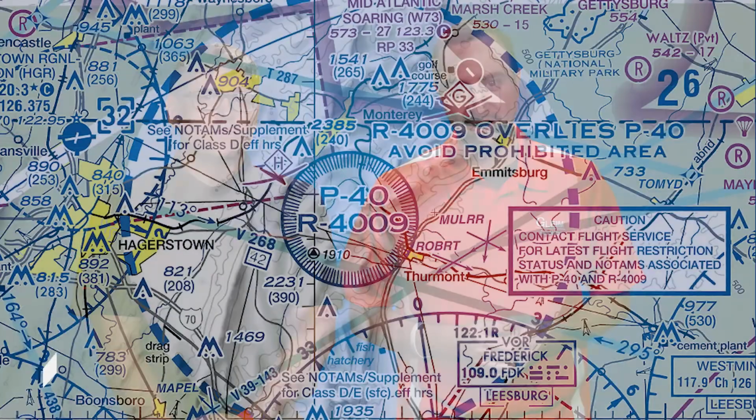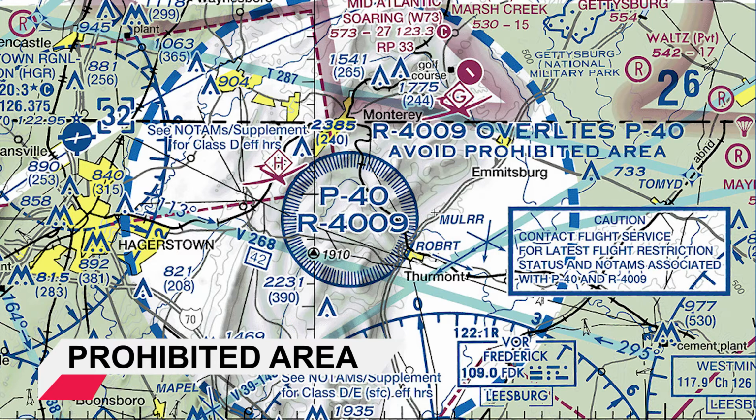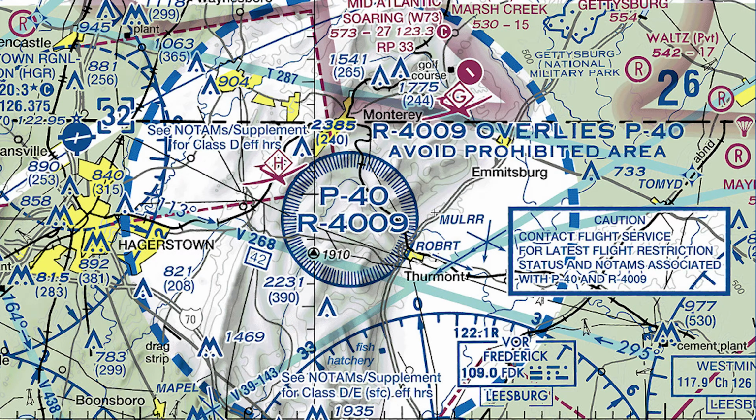There are several types of special use airspace that pilots also need to know about. 2 important ones are prohibited and restricted areas. Aircraft are not permitted in prohibited areas. These areas are established for national security or defense. Prohibited areas are depicted by blue hashed lines labeled with a P, followed by a number.